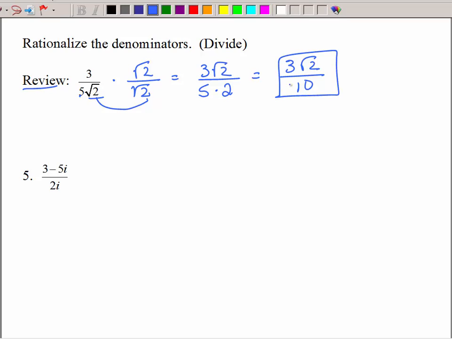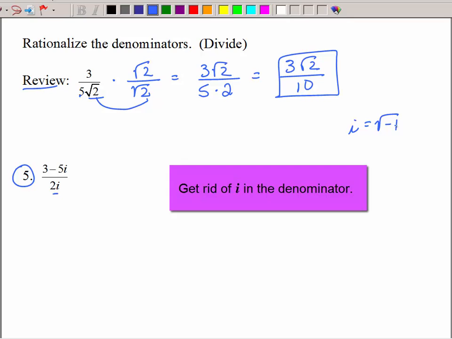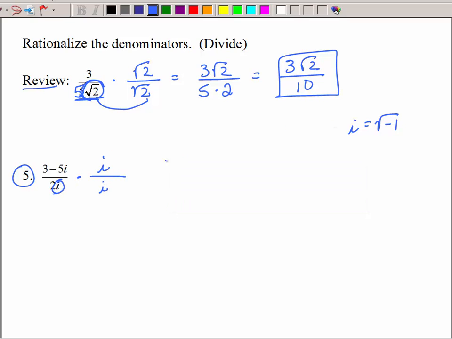So we're going to do that same thing on example number 5. And you're going, but there are no square roots. But yes, because i is the square root of -1. So you want to get rid of any i's in the denominator. So just like this one, I only multiplied by the square root of 2 because that 5 was still okay. I'm only going to multiply by i because that's that square root of -1. Let's multiply that. You're going to have 2, and then i times i is i squared.